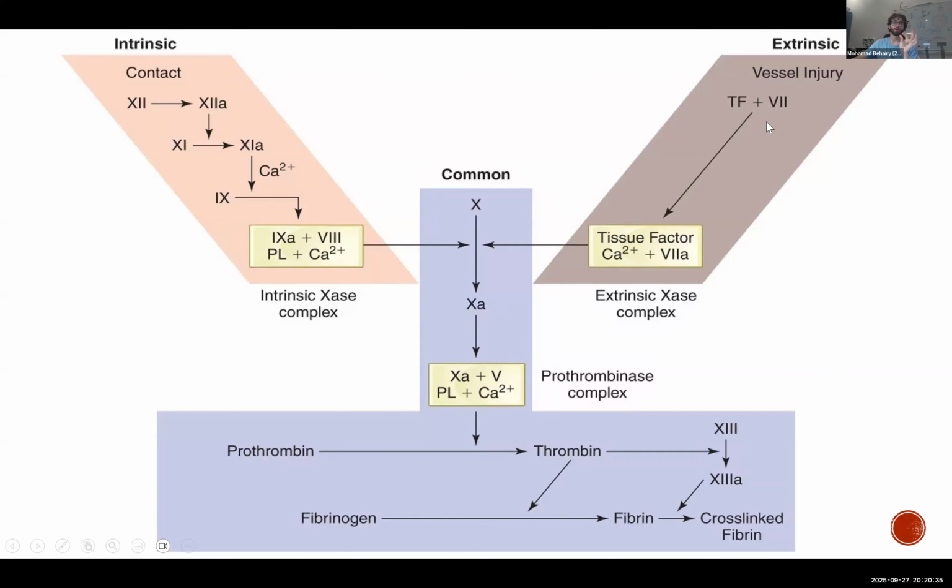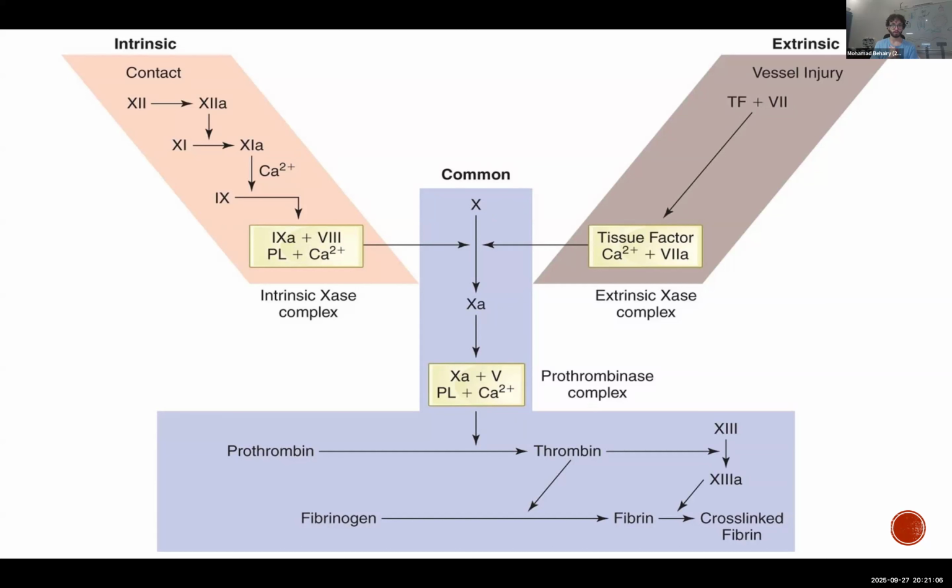Now you need to memorize the factors. Extrinsic involves factor 7, which is in Roman numerals, and tissue factor. From the name tissue factor, tissues are found outside the cells, so it's going to be the extrinsic pathway. Tissue factor, which is also known as factor 3, will come with factor 7. Together, they will start the common pathway. This is all you need to know about the extrinsic pathway for now.